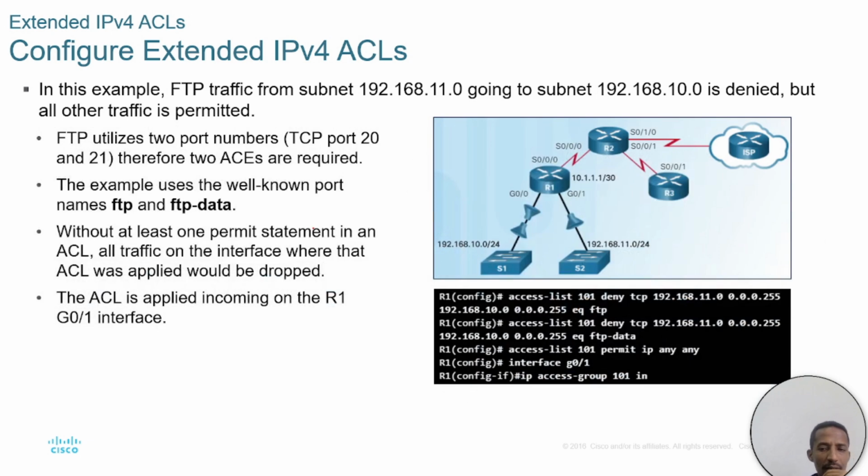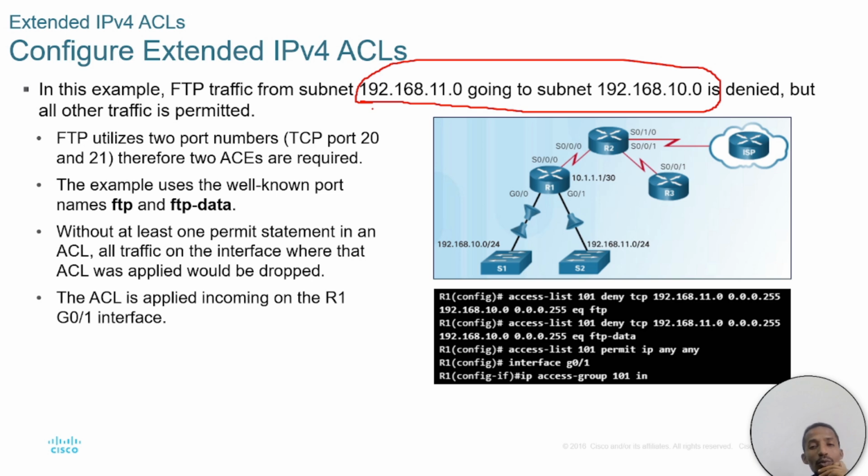So an access control list can be configured using the equivalent of FTP data. In this example, what do we do? FTP traffic from subnet 192.168 going to the destination is denied, and all other traffic is permitted. So from who to who? From this one, this is the source, to the destination. This one has been denied. All other traffic has been permitted. So you can see which one is the source IP.